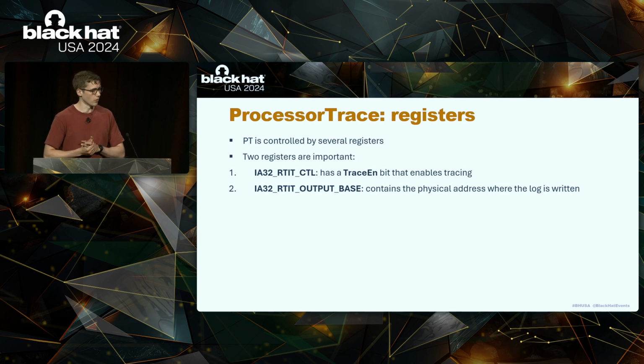Processor trace is controlled by several registers, two of which are important here. The first is the control register that has a trace enable bit, and that's the main toggle to enable or disable processor trace. Then the second register is the output base register. It contains the physical address at which the CPU is going to write the log in memory. So typically, if you want to enable processor trace, you first set the address of a physical page in output base, then you set trace enable to 1, and from then on, the CPU starts logging the execution of your software and creates a log in memory at the address that you designated in the output base register.